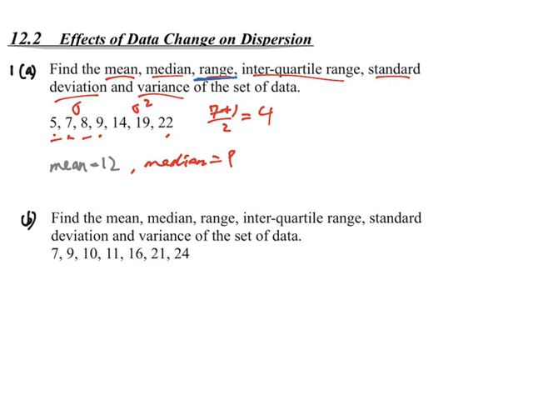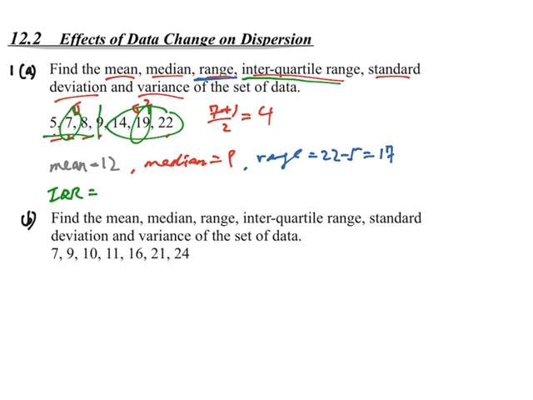Next, for range. Range, we use the biggest one minus the smallest one. So 22 minus 5 is equal to 17. Next, the interquartile range. For interquartile range, we use the upper quartile minus the lower quartile. So the median is here. And then the upper quartile, the median of this upper 3, is here. And for the lower 3, the median is here. So 19 minus 7 is equal to 12.